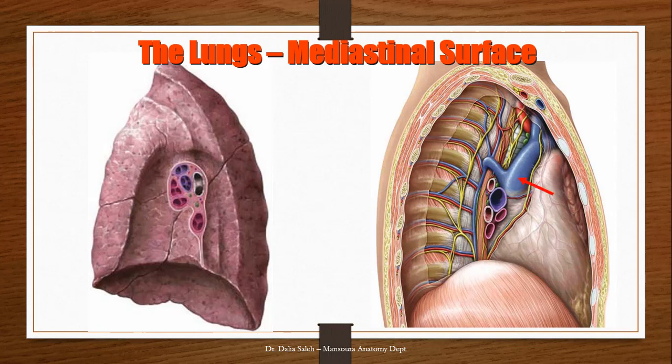This will be the superior vena cava that terminates at the right atrium of the heart. So here we can see the depression for the superior vena cava. This big tube is the esophagus that lies at the posterior mediastinum and will pass behind the lung root. So we have here the esophagus that goes downward behind the lung root.